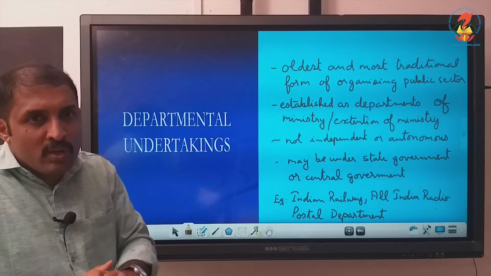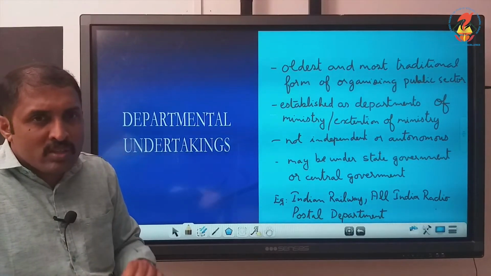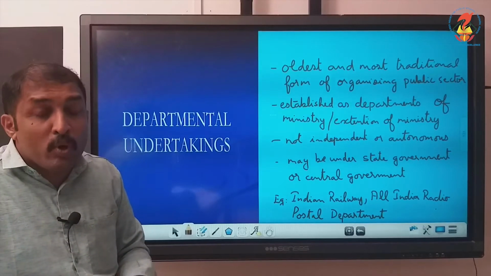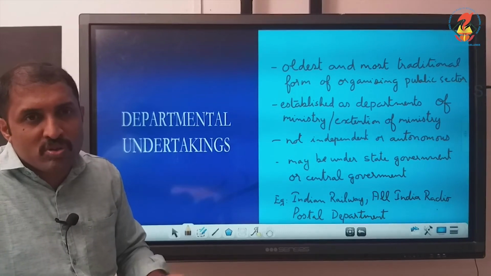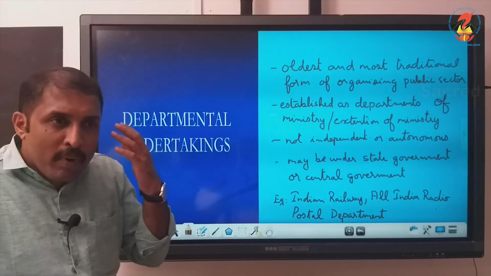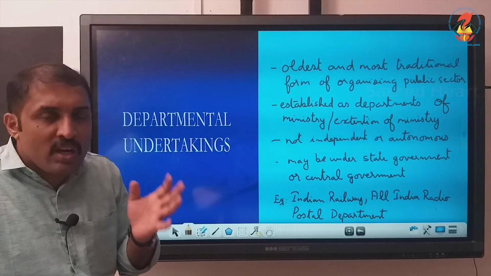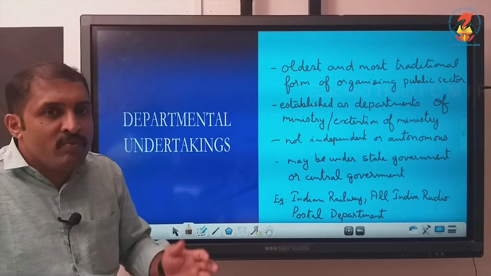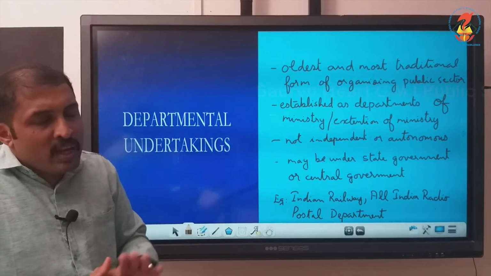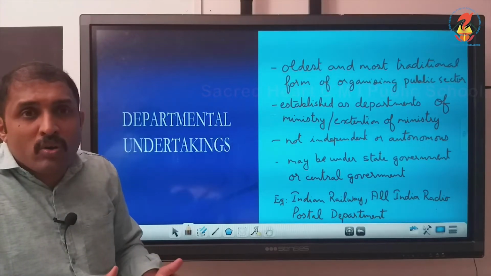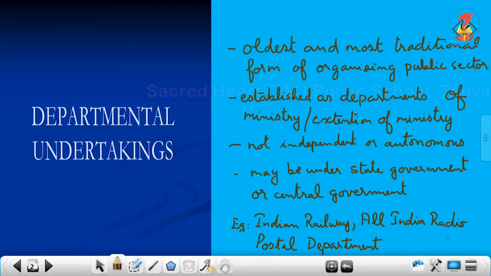Say PWD or All India Radio, that is an extension of communication ministry. So it can be a part of ministry. It is working directly under a ministry. And another thing is that it is not autonomous. It is not given that much independence. It has to work under that ministry, under the supervision of that minister.